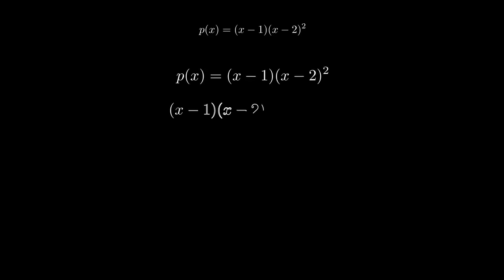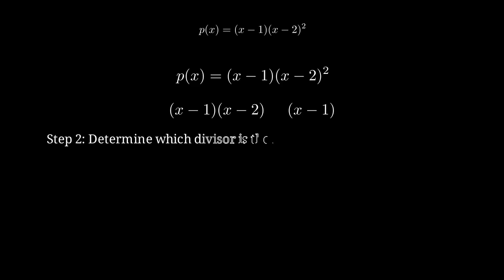The possible minimal polynomials are divisors of this: either x minus 1 times x minus 2, or just x minus 1, or x minus 2, or x minus 2 squared. Now we need to determine which divisor is actually the minimal polynomial. We check if any lower degree polynomials annihilate A. If A minus I equals 0, then the minimal polynomial would be x minus 1. If A minus 2I equals 0, then the minimal polynomial would be x minus 2.